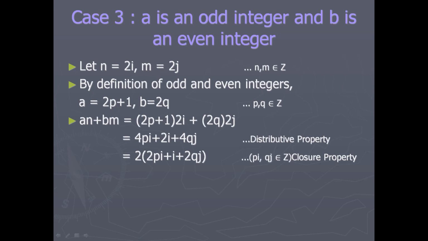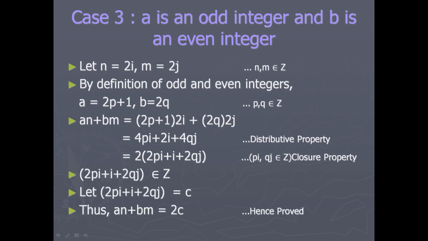Now by substituting these values in the equation an plus bm and by using the distributive law of algebra and the closure property, this is what I get over here. And then the sum is again 2c, which is an even integer.